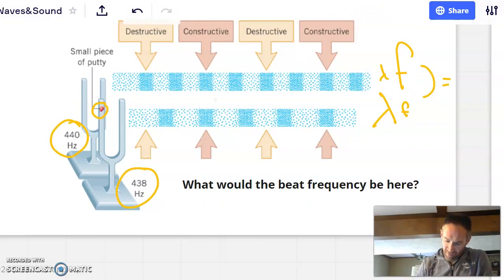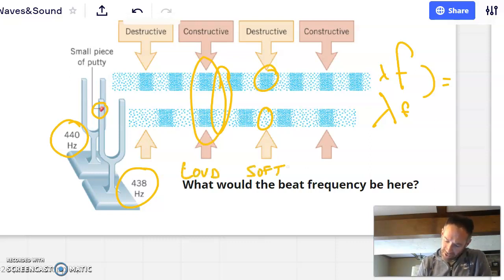Times where we have compressions lining up and rarefactions lining up, it's going to sound loud. And places where we have compression and rarefaction lining up with each other, it's going to sound soft. So it's going to continue to alternate between loud and soft.